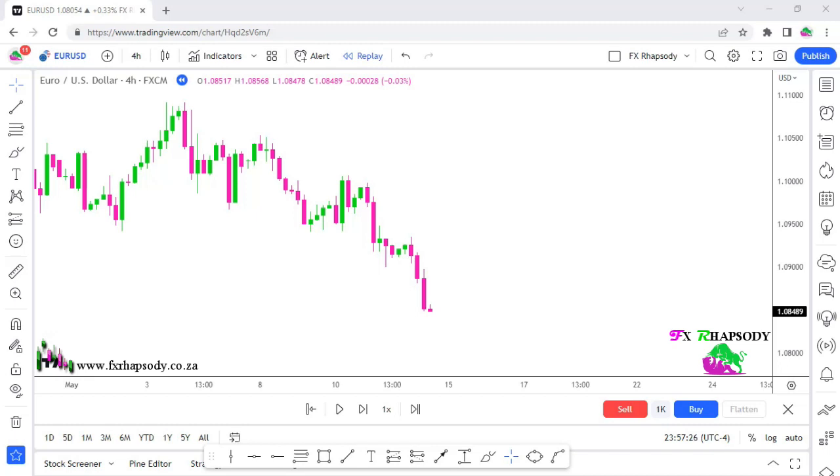Okay, so let us hit the charts. We're going to be starting off with the Euro USD. We're just going to be looking at the 4-hour time frame and then move over to the 1-hour time frame, and then see what happened in the market, and just to see what might happen in this coming week.